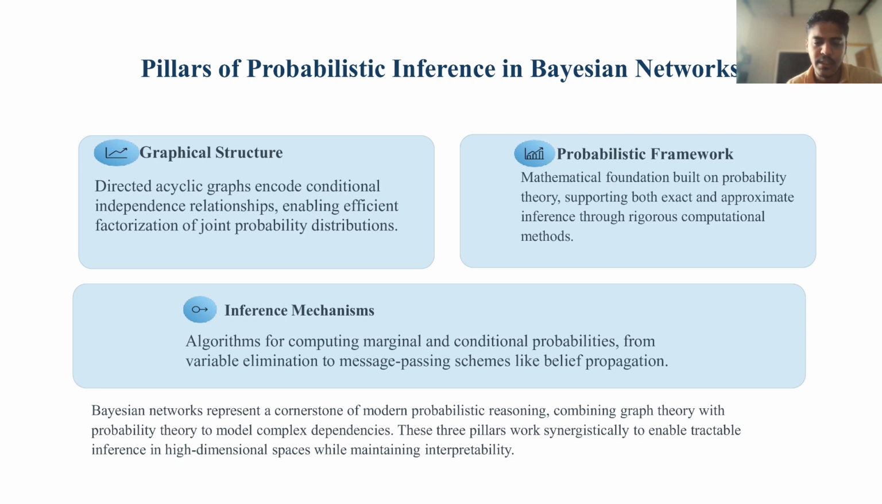Bayesian networks represent the foundation of modern probabilistic reasoning, combining graph theory and probability theory to model conditional dependencies. These three pillars work together to enable tractable inference in high-dimensional spaces while maintaining mathematical integrity.